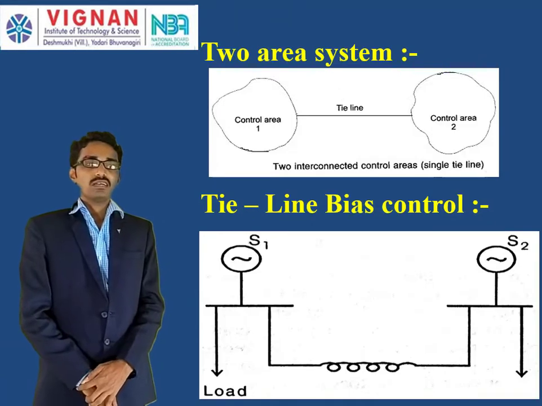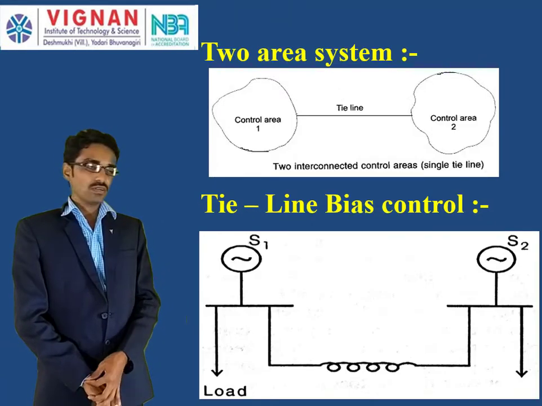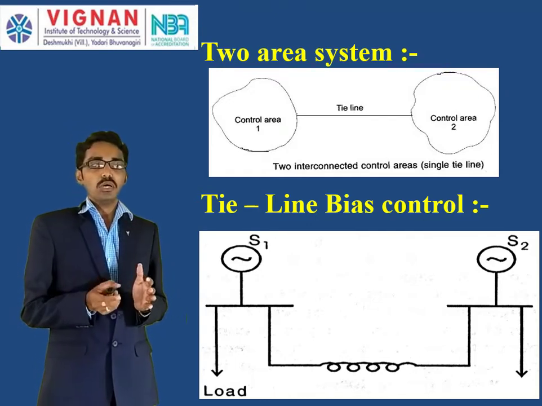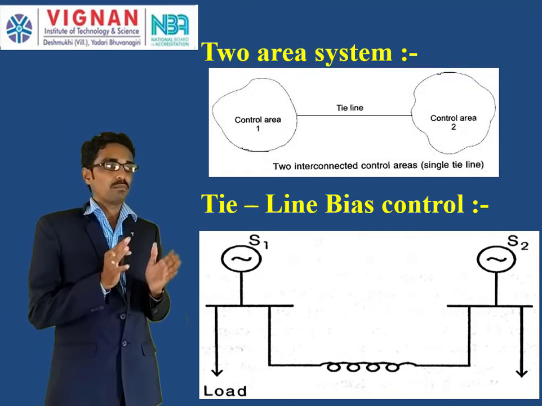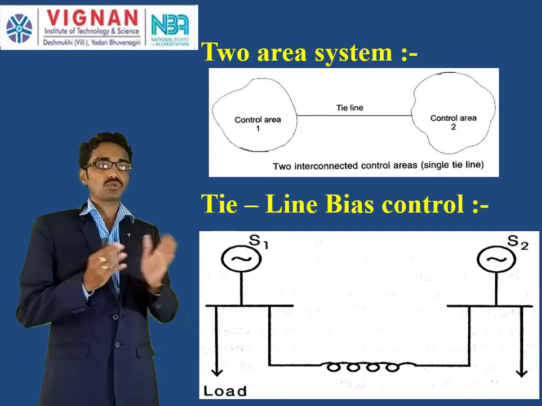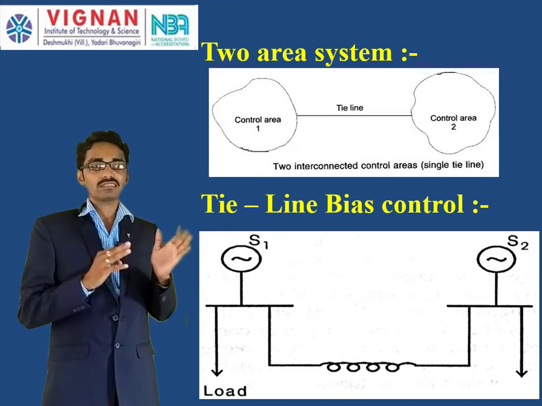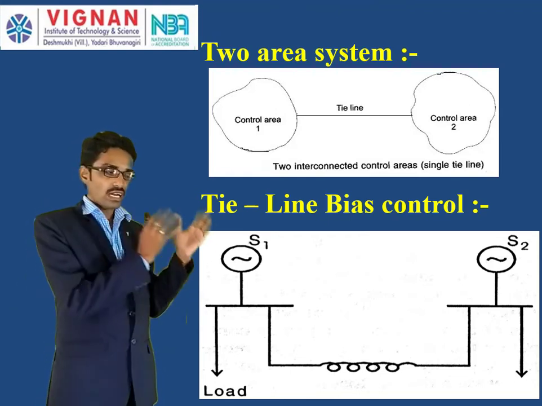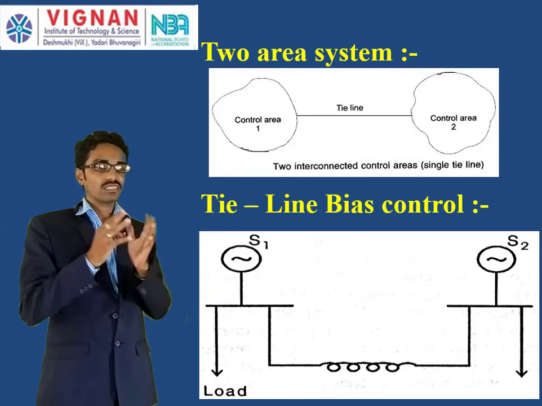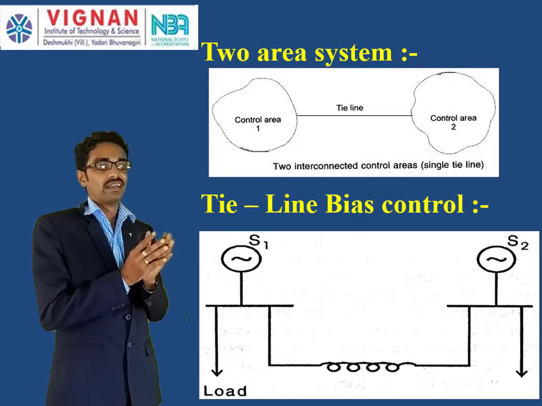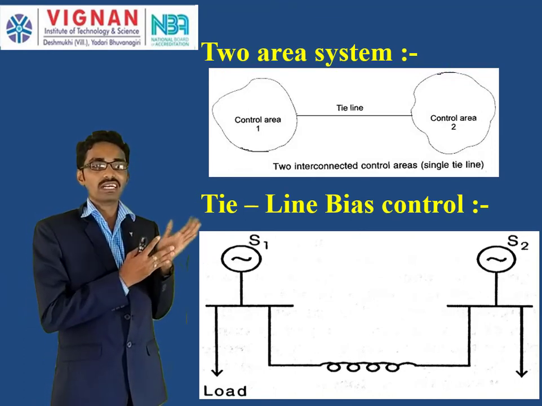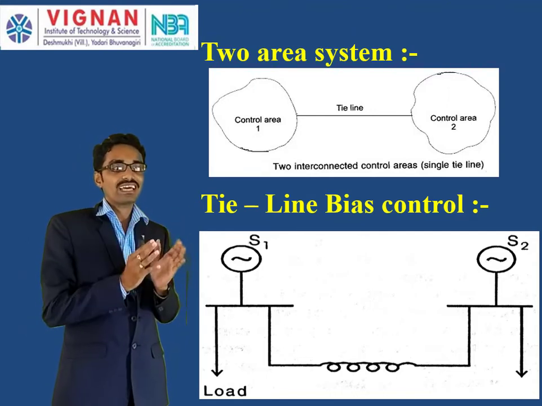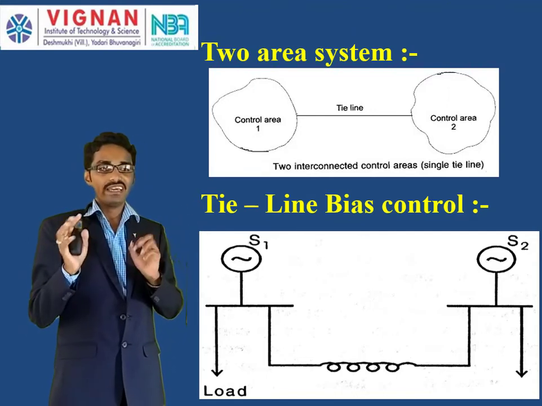The next concept is the two area system. Till now we have considered only a single area system, but now we are going to integrate two single area systems. We are interconnecting two single areas, one control area and another control area. We are going to connect these two with a tie line, in order to have power transfer between these two areas.